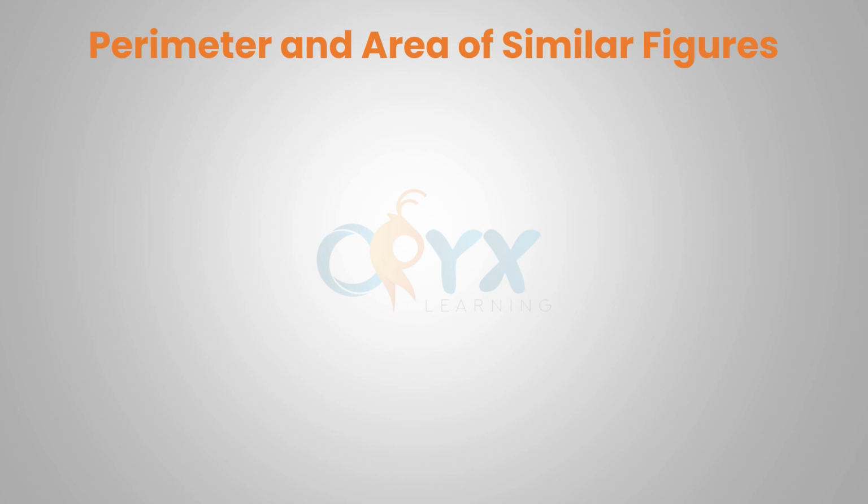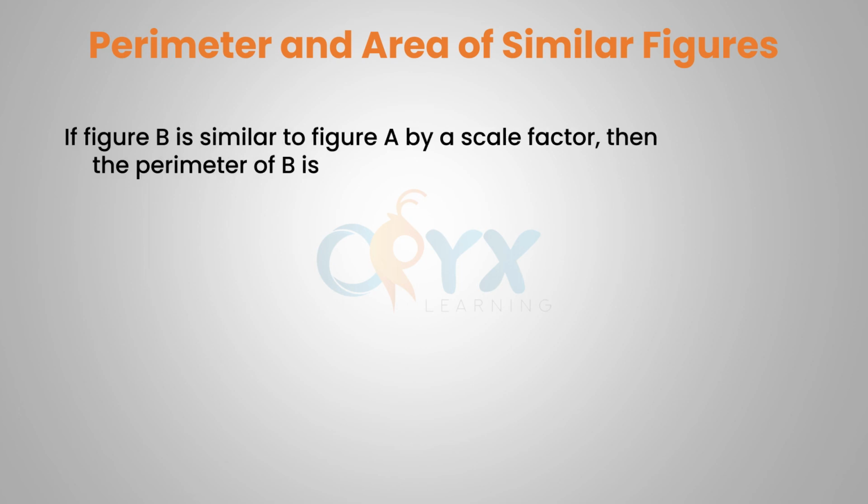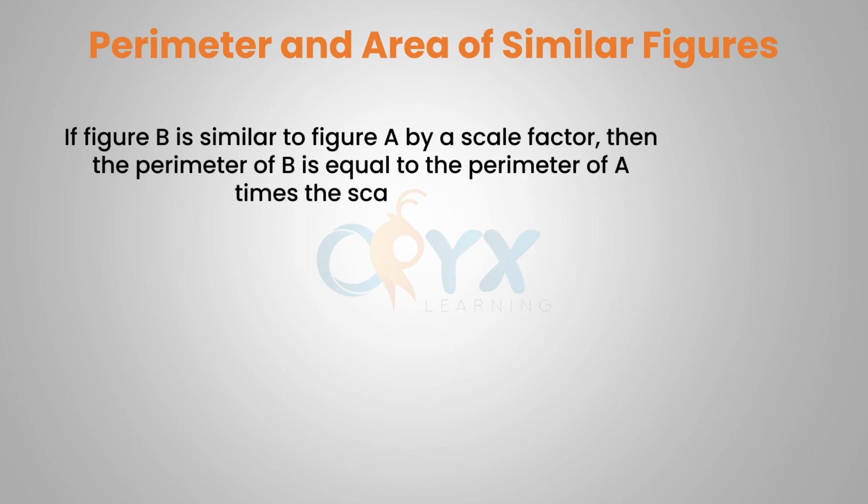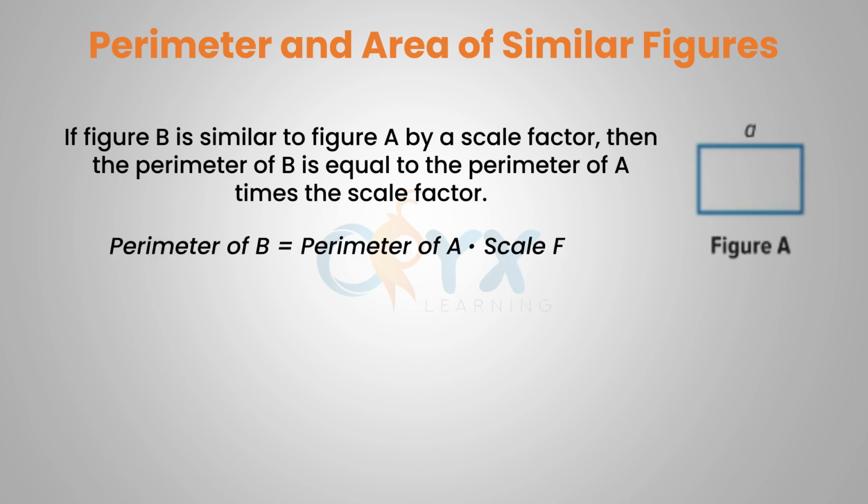So remember, if figure B is similar to figure A by a scale factor, then the perimeter of B is equal to the perimeter of A times the scale factor. The perimeter of B equals the perimeter of A times the scale factor.